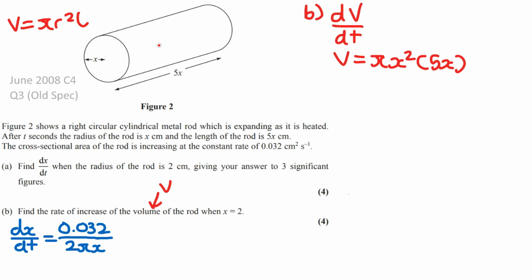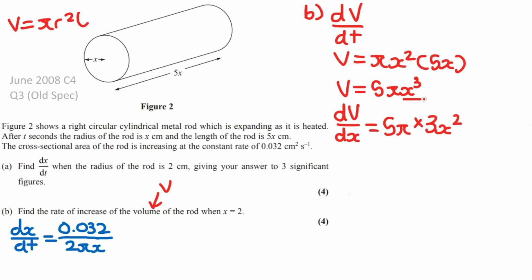So V, the volume, is going to be equal to pi r squared, and we've already talked about how the radius is x here, multiplied by L, and we're told that the length of the rod is 5x. So V is equal to this here, and we can simplify this, bring the 5 to the front, and then x squared multiplied by x is going to be x to the power of 3. So V is equal to 5 pi x to the power of 3, and then we can differentiate this. So it's dV over dx, and then we differentiate this in terms of x. So it's going to be 5 pi multiplied by x to the power of 3 differentiated, which is 3x squared, and then 5 times 3 here is going to be 15. So dV over dx is equal to 15 pi x squared.